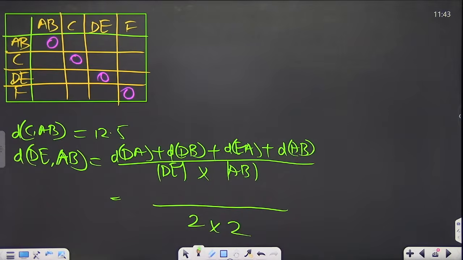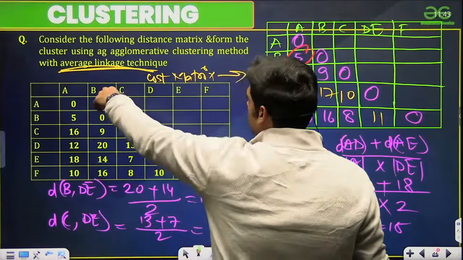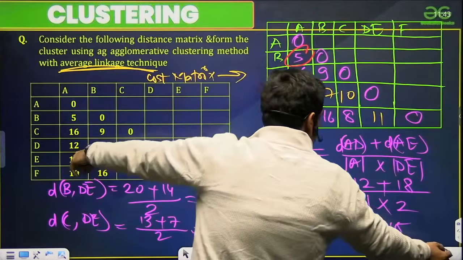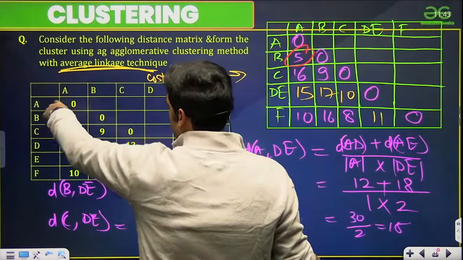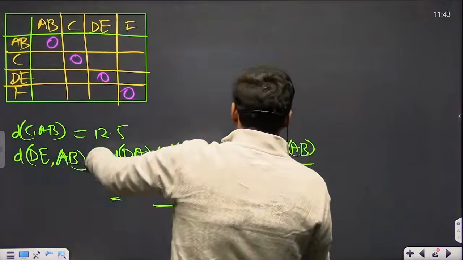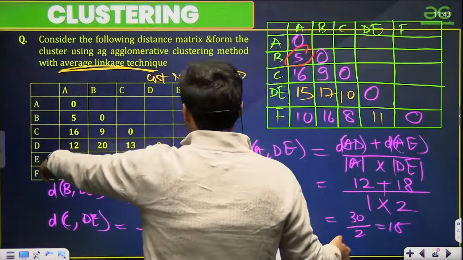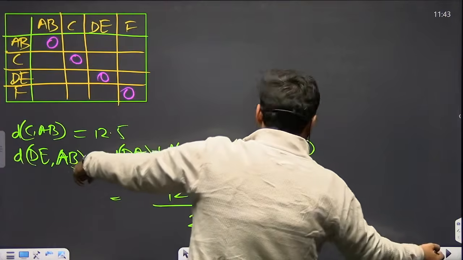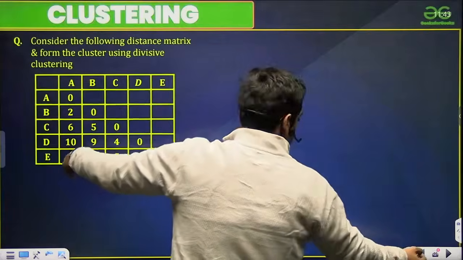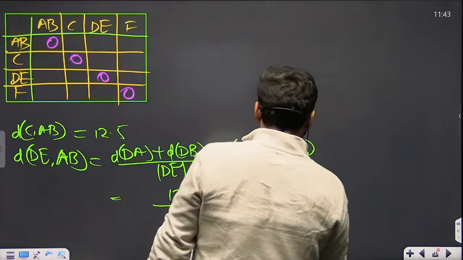Okay, so what is DA, DB? I can see the distance of DA is 12. DB is 20. And what is EA? The distance of EA is 18. And what is AB? AB is 5.